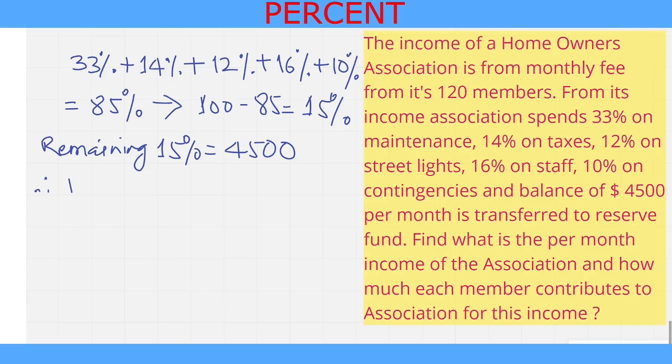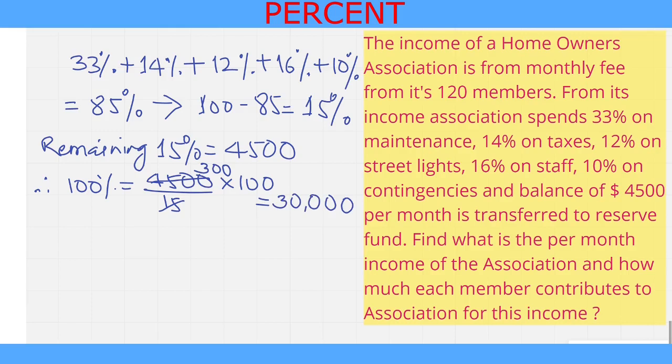Remaining 15% equal to 4,500. Therefore 100% equal to 4,500 divided by 15 multiplied by 100. 15 divides 4,500 for 300 times. This comes out to be 300 multiplied by 100 is 30,000. Now this $30,000 has to be divided into 120 members.